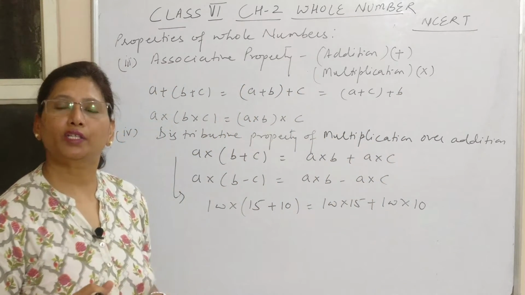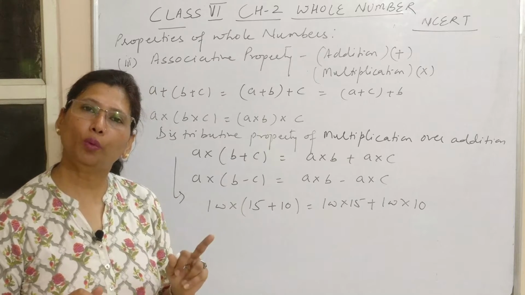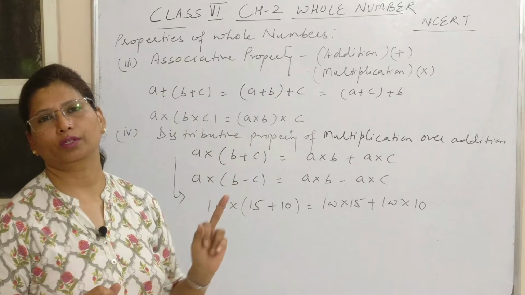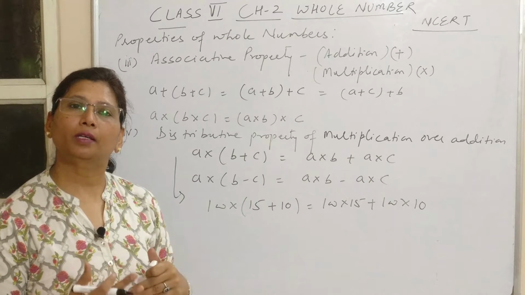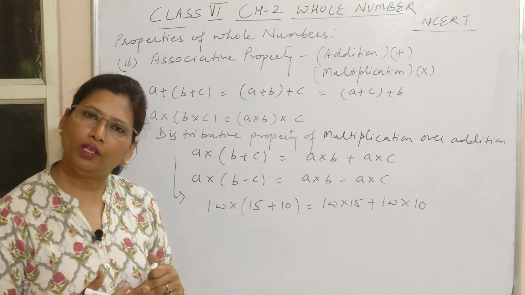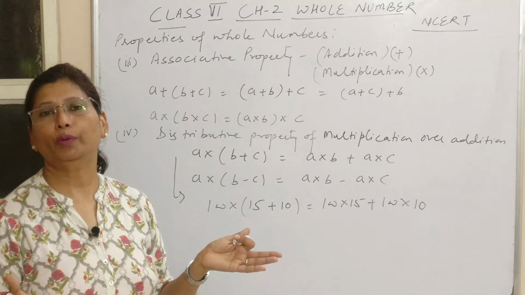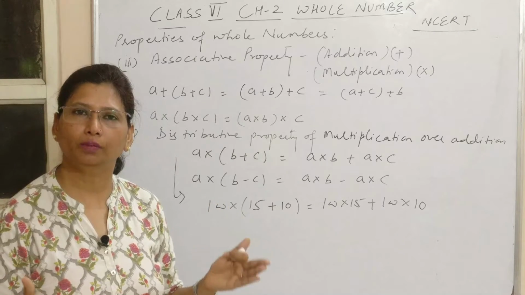And if you see in exercise 2.2, we have question number 1 that is completely based on this, where we are asked to find the sum by rearrangement. So rearrangement is associative property only. We have three terms where we are adding the three numbers.